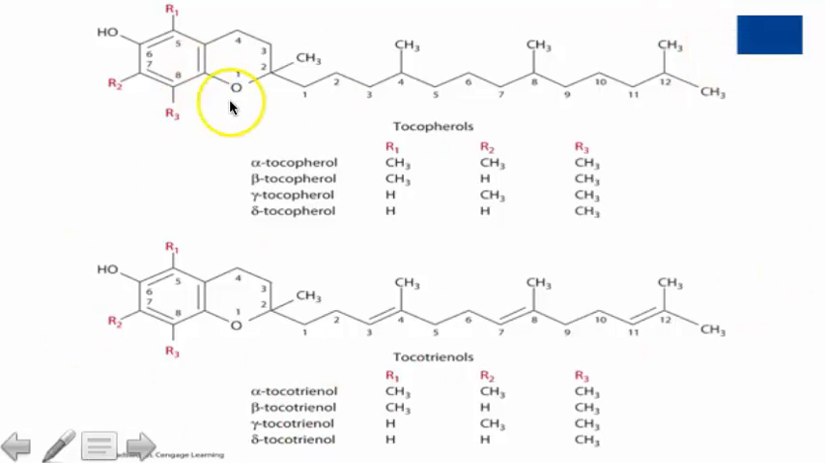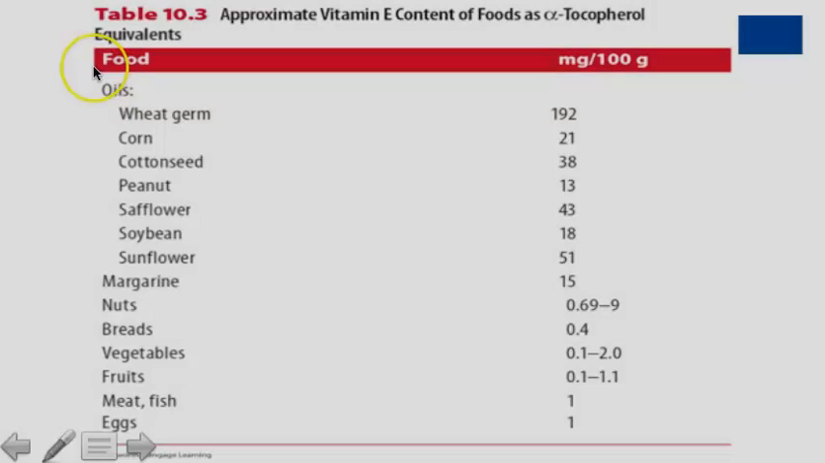Here we see the structure of vitamin E. We see the tocopherols and the tocotrienols. We see that in each we have this chromanol or chromane ring with the phenolic functional group and the phytyl side chain. We see that in the tocopherols, the side chain is saturated, whereas in the tocotrienols, this phytyl side chain is unsaturated.